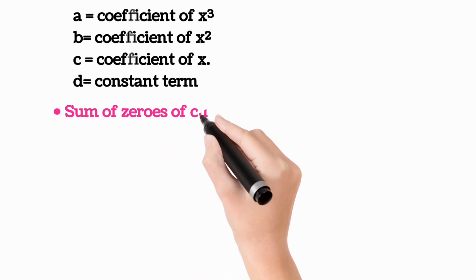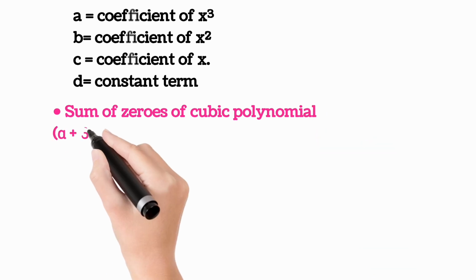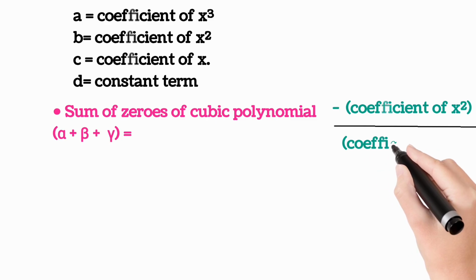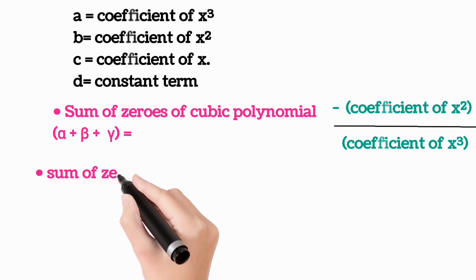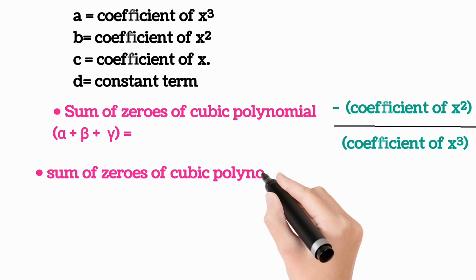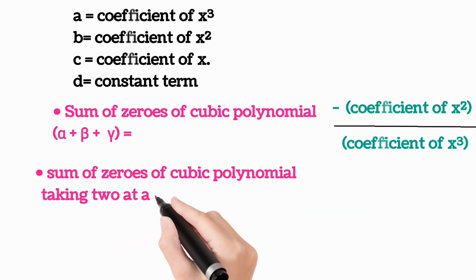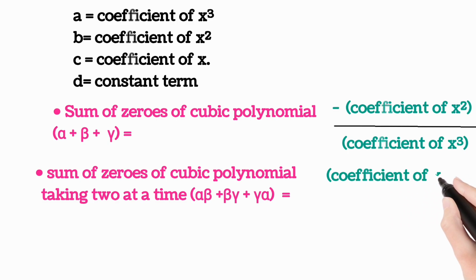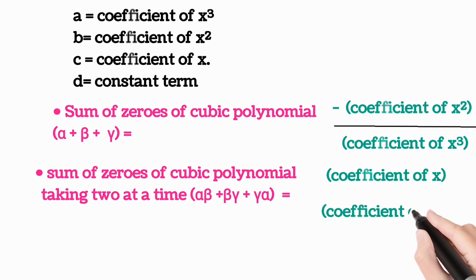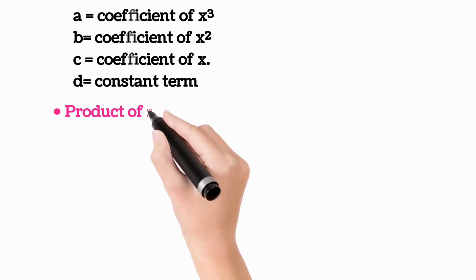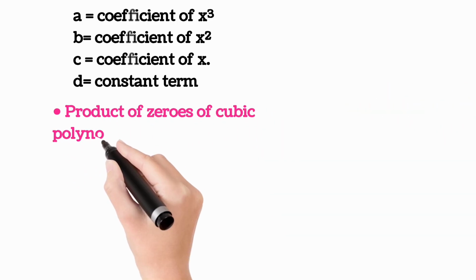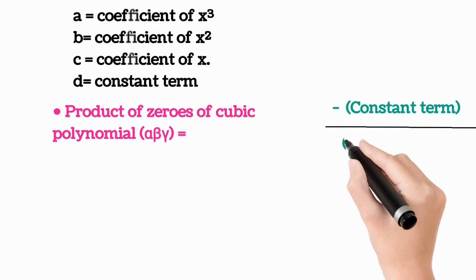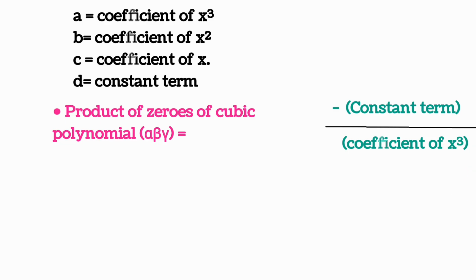Sum of zeros of a cubic polynomial, alpha plus beta plus gamma, is equal to minus coefficient of x square divided by coefficient of x cube. Sum of zeros of a cubic polynomial taking two at a time, alpha beta plus beta gamma plus gamma alpha, is equal to coefficient of x divided by coefficient of x cube. Now the product of zeros of a cubic polynomial, alpha into beta into gamma, is equal to minus constant term divided by coefficient of x cube.